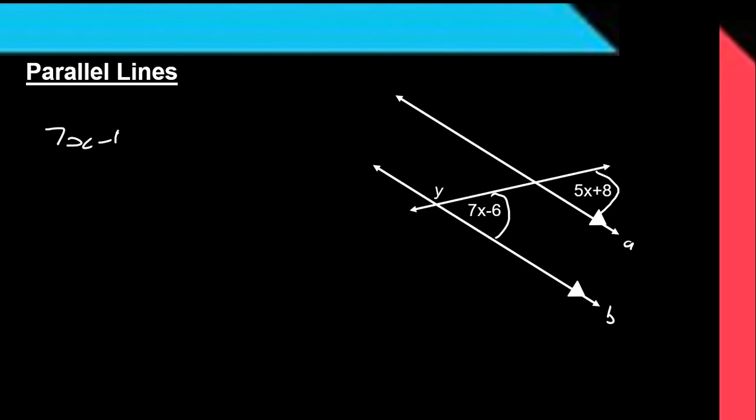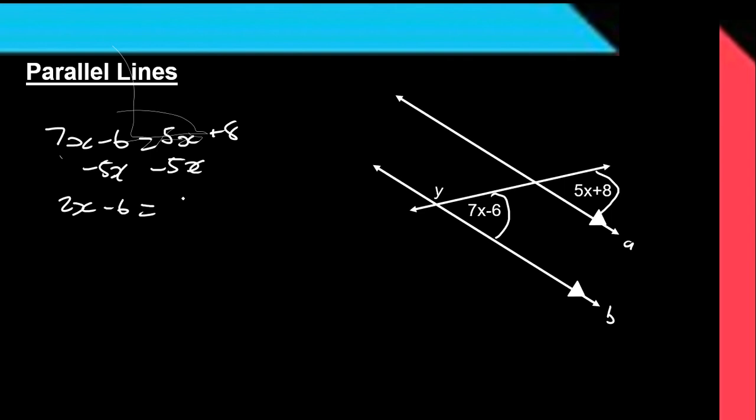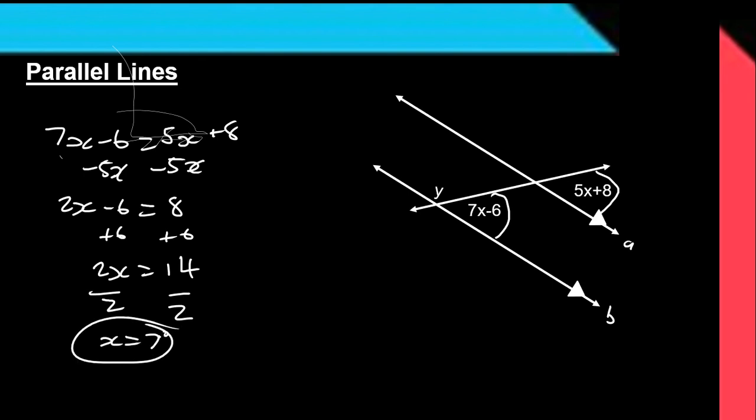So I can say 7x minus 6 equals 5x plus 8, and I can make them equal each other. Okay, so now I've got an expression I can solve. So subtract 5x from both sides. 2x minus 6 equals 8. Plus 6 on both sides. 2x equals 14. Divide both sides by 2, and x equals 7.